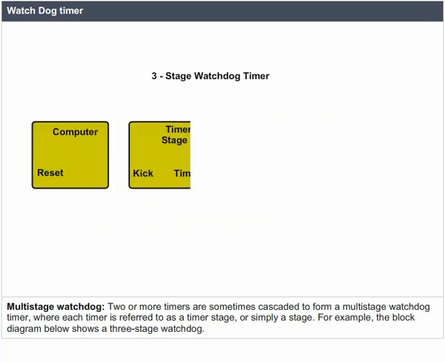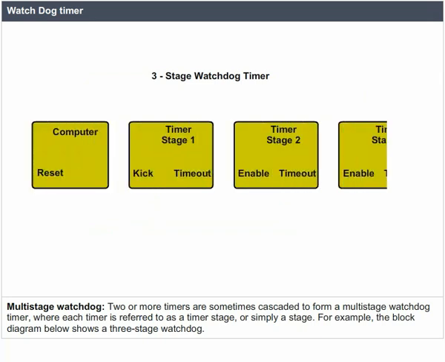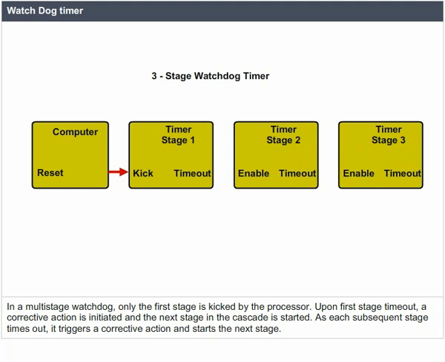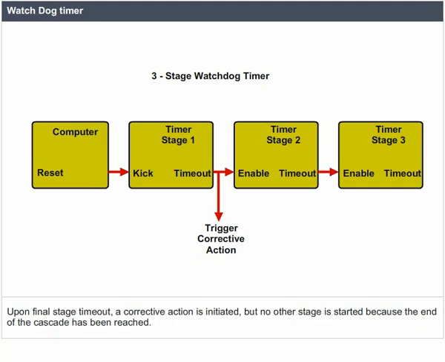Multi-stage watchdog. Two or more timers are sometimes cascaded to form a multi-stage watchdog timer, where each timer is referred to as a timer stage or simply a stage. For example, the block diagram below shows a 3-stage watchdog. In a multi-stage watchdog, only the first stage is kicked by the processor. Upon first stage timeout, a corrective action is initiated and the next stage in the cascade is started. As each subsequent stage times out, it triggers a corrective action and starts the next stage. Upon final stage timeout, a corrective action is initiated, but no other stage is started because the end of the cascade has been reached.